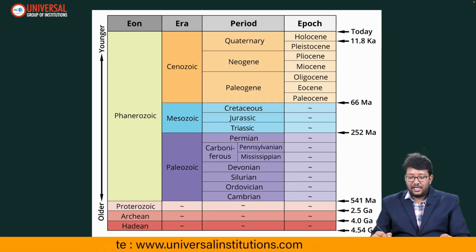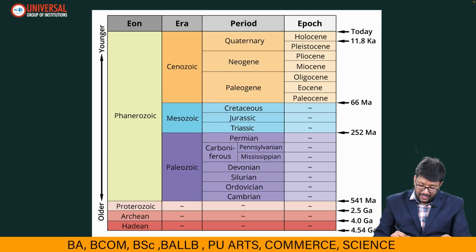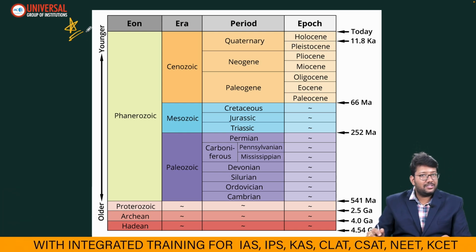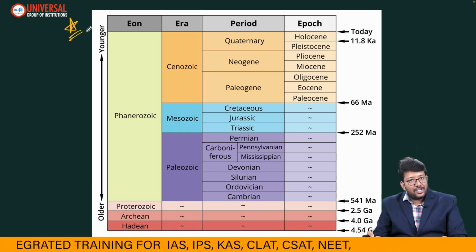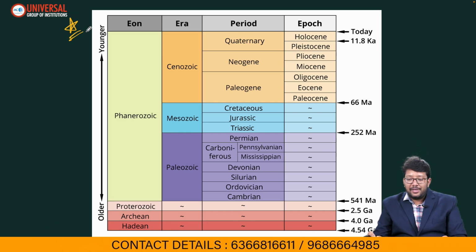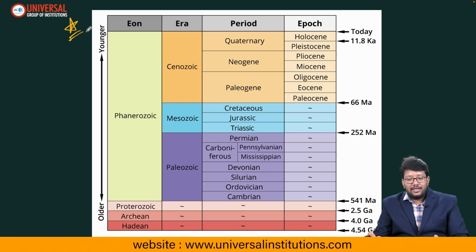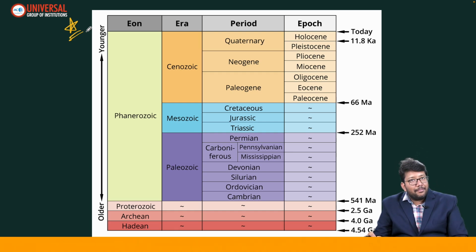So that eon thing, eon, era, period and epoch, it has been asked in examination. It can be asked again. I'm putting the star here. Please check it out. And we will also have a different session on eon, era, period and epoch. So basically eon is the first stage and epoch is the last one. The ascending and descending order you have to remember.